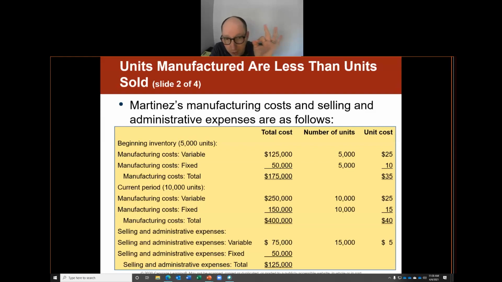We take the beginning inventory amount, 5,000 units, times respective unit costs. 5,000 times 25 is 125. 5,000 times 10, 50. $35 per unit is 175,000 total cost. Okay. We made, during the current period, 10,000 units. All right.